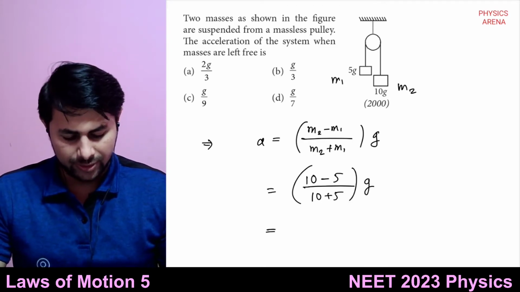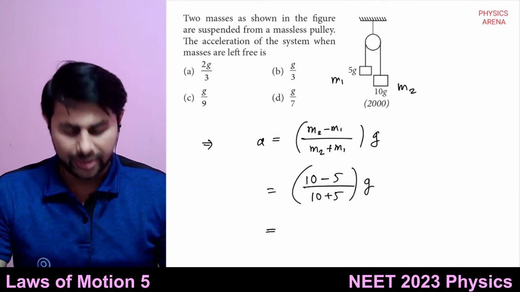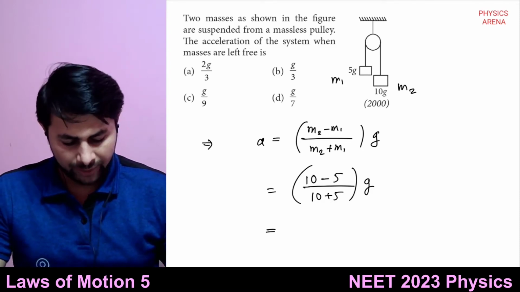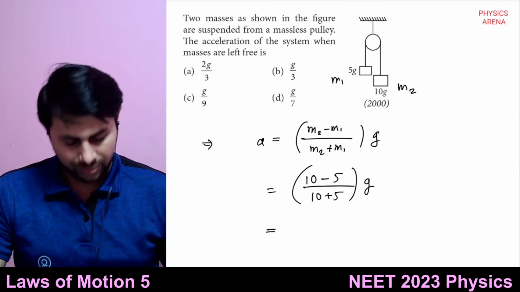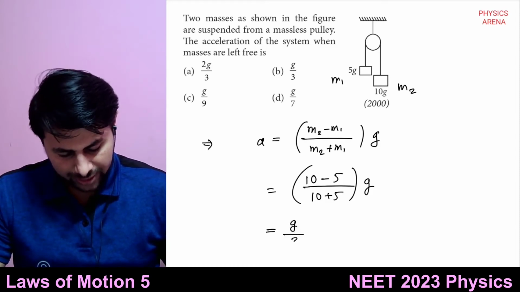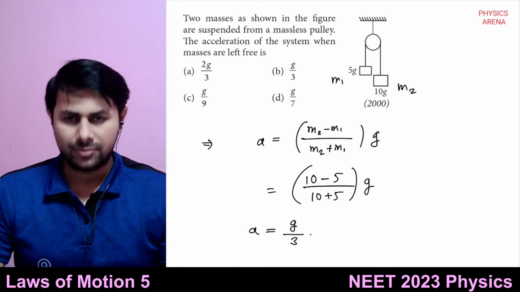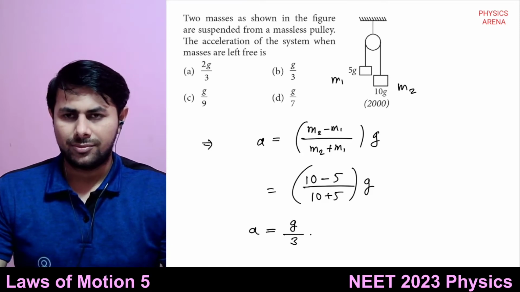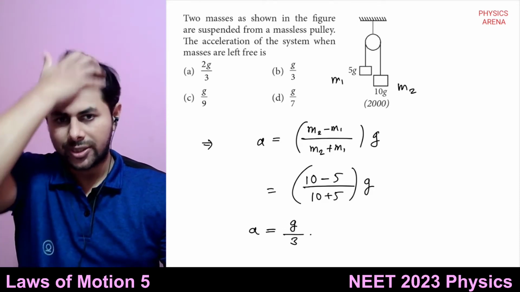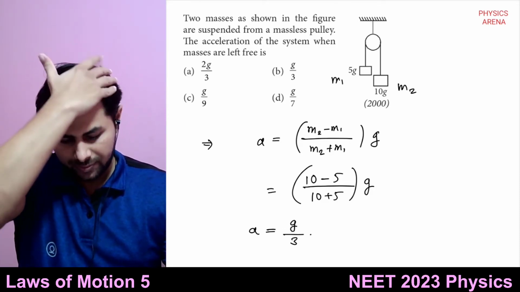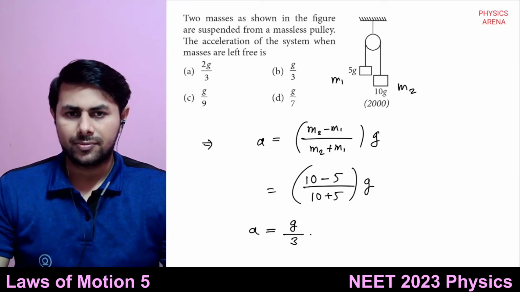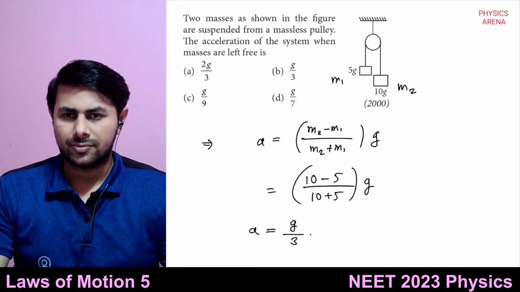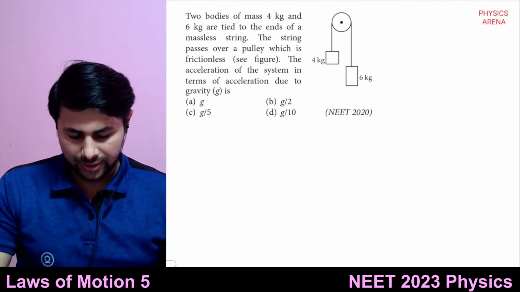So how much is this? 10 minus 5 upon 10 plus 5. So 5 divided by 15, or 1 by 3 you can say. So the answer is g by 3. Simple. Okay, a straightforward question. Right. Let's see the next one.